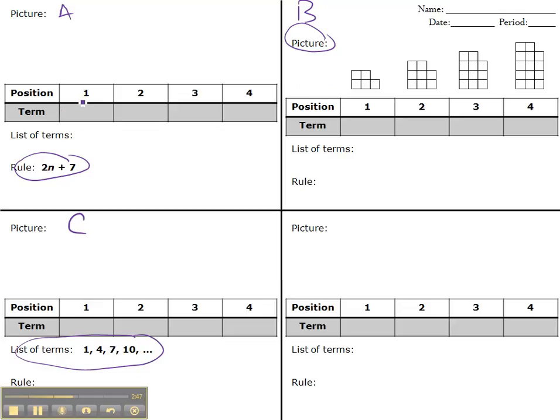You can create a table that shows you a list of positions and terms to represent the sequence, or you could list the terms as they have in C, or you can write a rule like we have in A, and from the rule create the table, the list of terms, or the picture. The last one we did was type D in class, where you created your own. Hopefully we had time to get to this, but I had intended for you to create your own rule and then create a list of terms, a table to represent the sequence, and a picture.